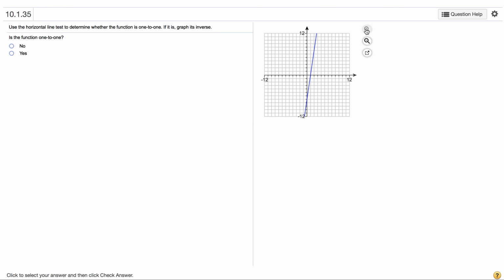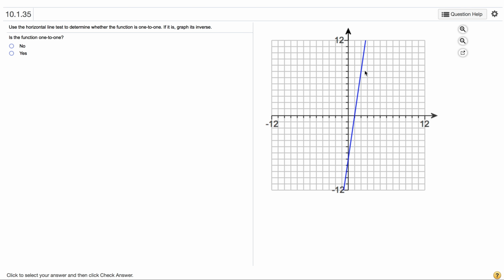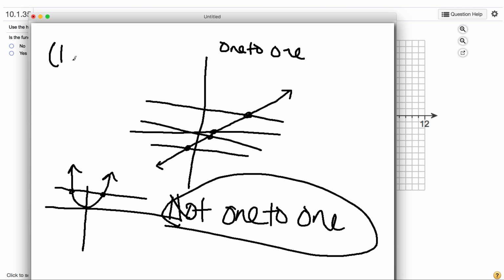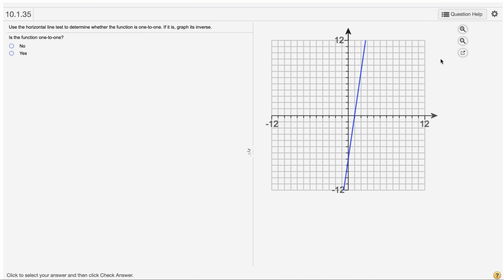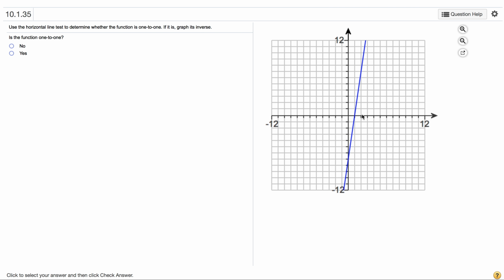I zoomed in pretty far so that I could get 2 points. I want to select points that are on an easily identifiable corner of the graph. If I look here, I have a point at 1, 1. An inverse is switching the x and the y value, so the inverse of 1, 1 is still going to be 1, 1. So using the grapher tool, which I don't have as an instructor, you're going to put a point at 1, 1.